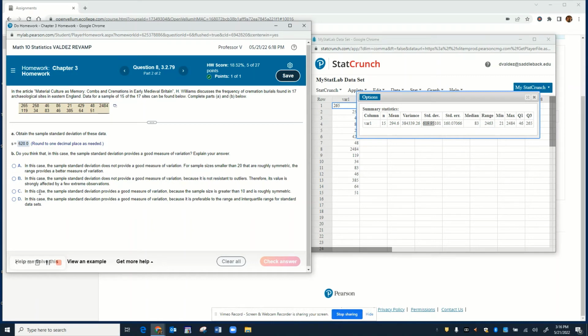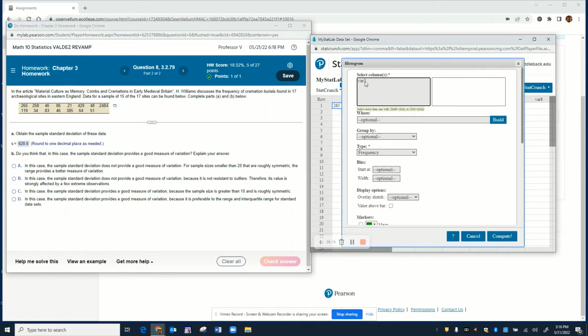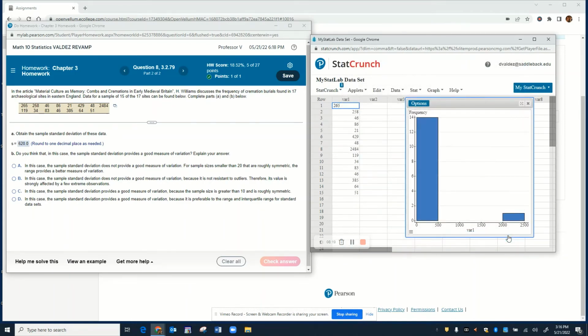C, in this case, the sample standard deviation provides a good measure of variation because the sample size is greater than 10 and is roughly symmetric. Is it roughly symmetric? I don't know about that. If you want, remember when we graphed data before? Why don't we just put a little histogram together? Yeah, StatCrunch can do that for you too. Compute. Does this data look symmetric? No, right? It's definitely skewed to the right.